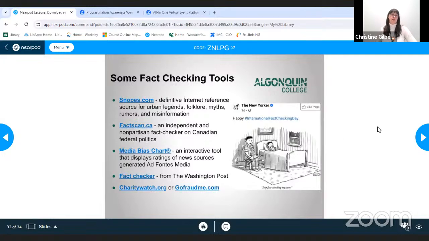Luckily, there are some fact-checking tools that you can use. You might be familiar with the first one here. It's great for checking information that you have found online, internet references. FactsCan can help you check information on Canadian federal politics. And we have a few others that you can take the time to look through.